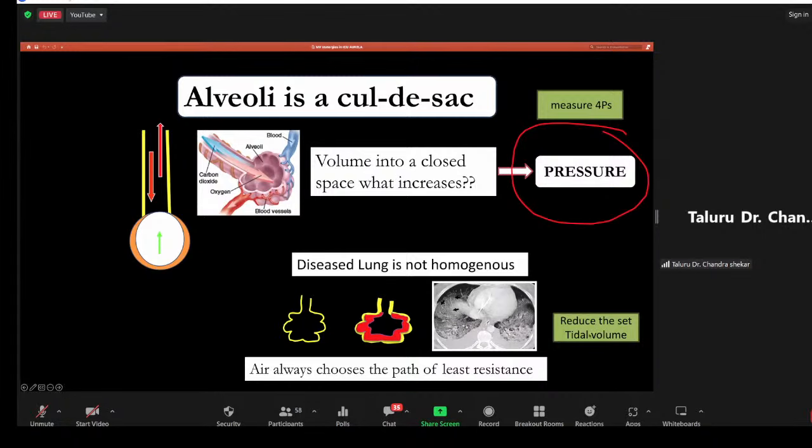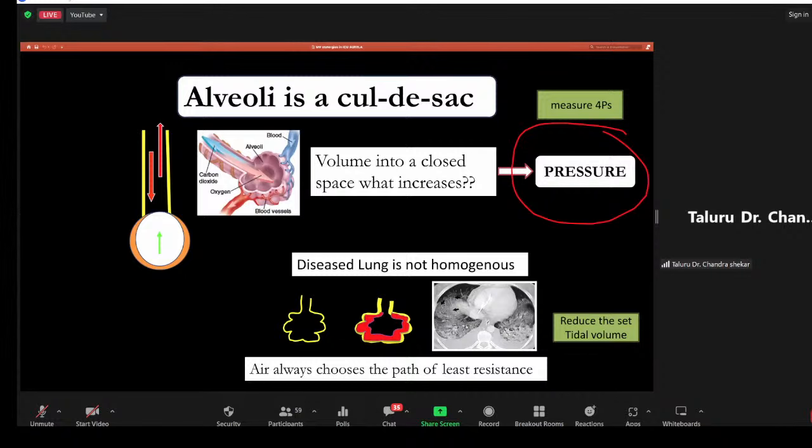So reduce the set tidal volume. This is one takeaway message that you have to take in any diseased lung or even in a normal lung. Even in anesthesia, in someone who is anesthetized and supine, the bases are collapsed. So you cannot give a normal 10 ml, 12 ml of tidal volumes. Those days are gone.